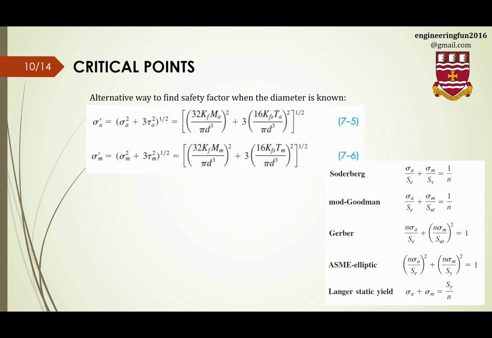There is an alternative way to find the safety factor when the diameter is known to us, and that is when we find sigma A prime and sigma M prime based on these closed form equations. And once we get them, we can come back to chapter 6 and use these equations based on whatever we found here and find a safety factor. For example, here I used Gerber.